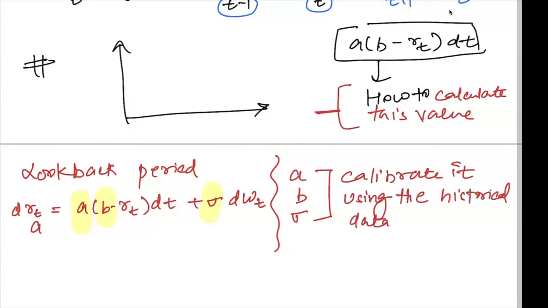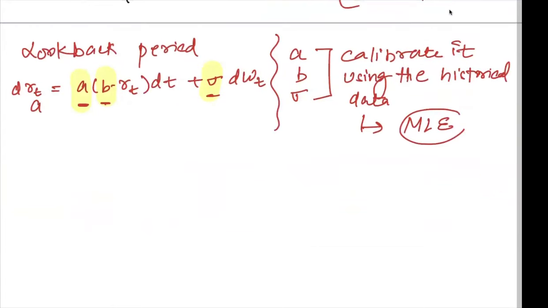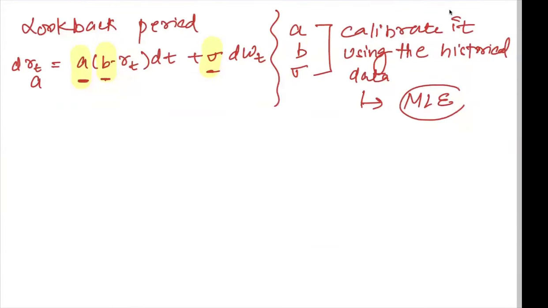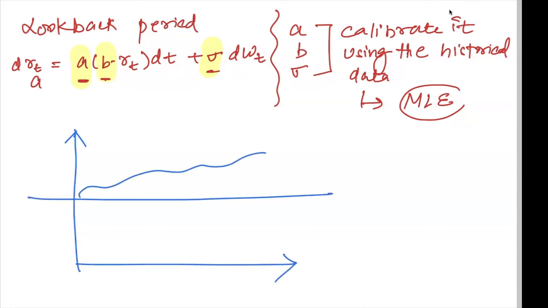So there's this concept that we'll study in the mid of the session, which is called the MLE concept, maximum likelihood estimator. And through that, we'll be deriving the values of A, B, and sigma. So don't worry, I'll give a walkthrough, but let's understand this in more detail, right? So let's say you have this. Okay, so as I said, A is what?